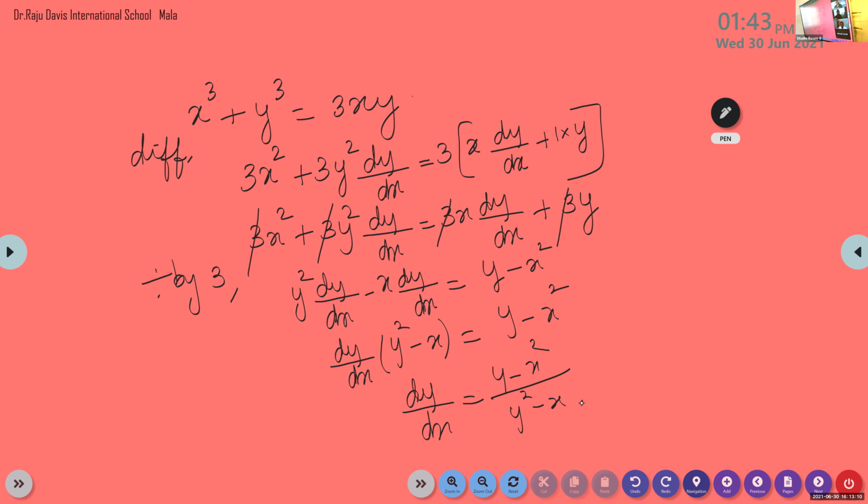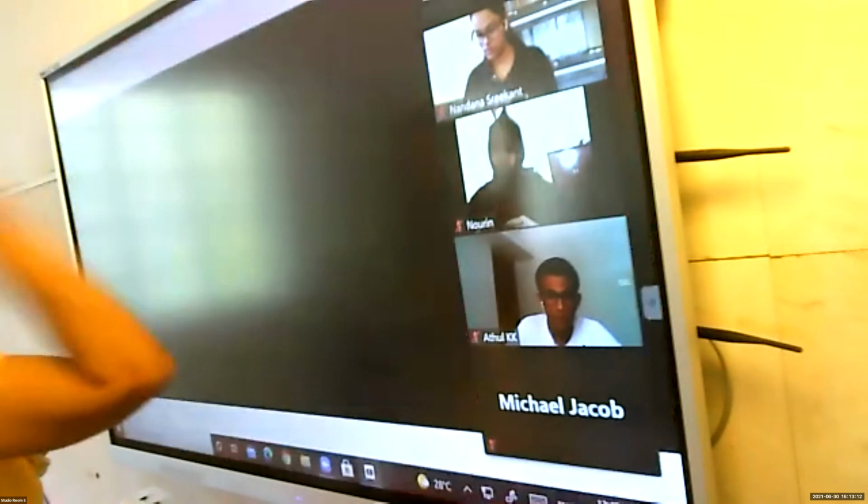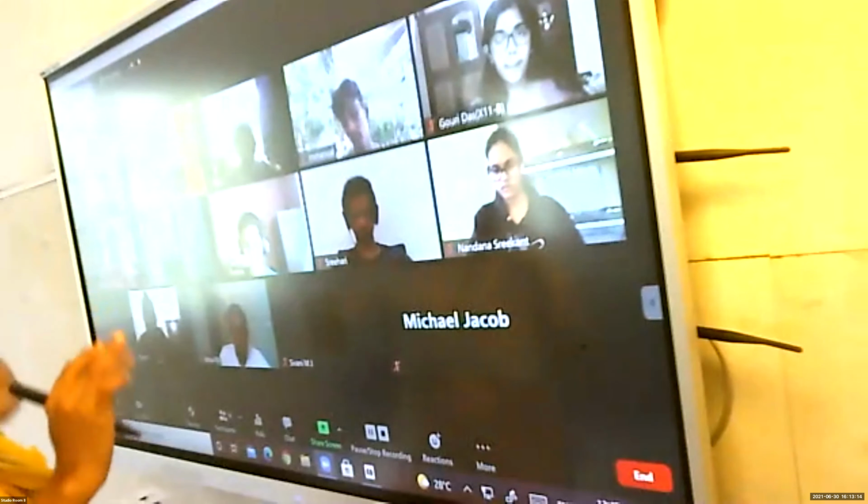Is it okay, children? Any doubt in this method? Is it okay? Up to this, is it clear? Shivani? Achyut? Rijas, Emmanuel, Gauri. Is it okay? Write the next one.